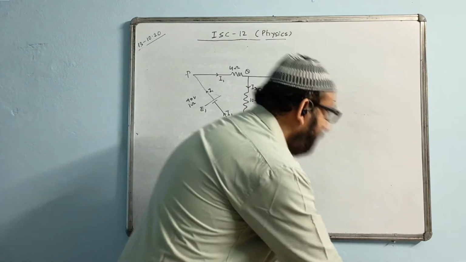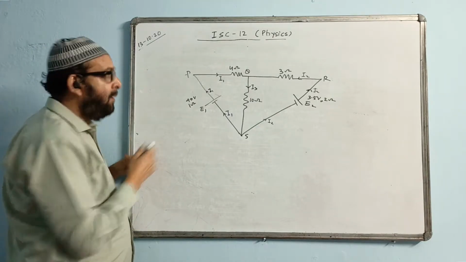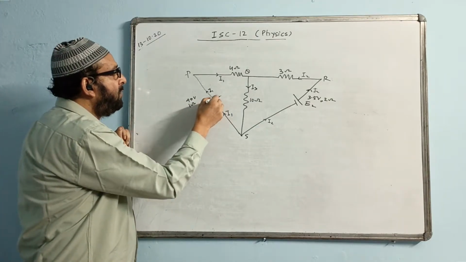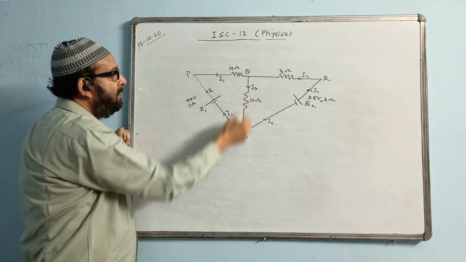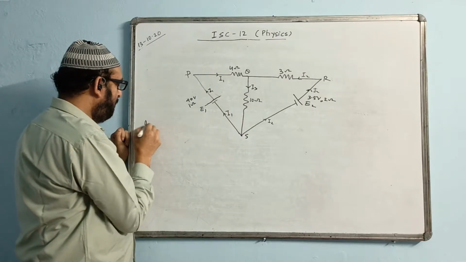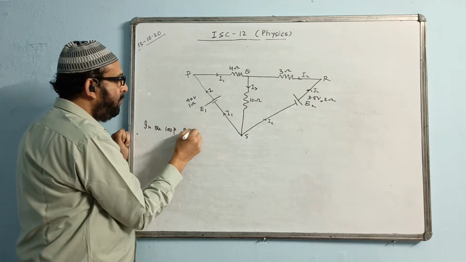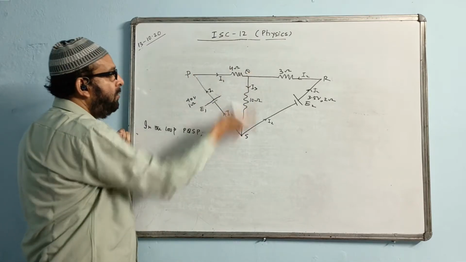So let us take the loop. First loop I take on positive. In case of a cell, we will take it this way. I think yesterday we had done that. So we will be taking it like this, right, in the loop P, Q, S, P.